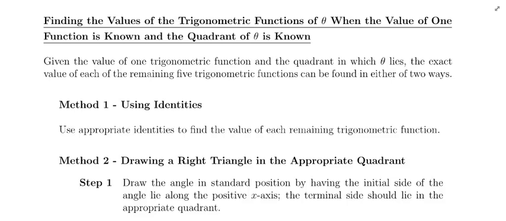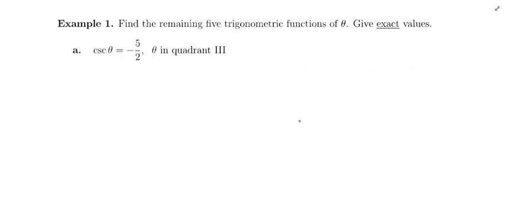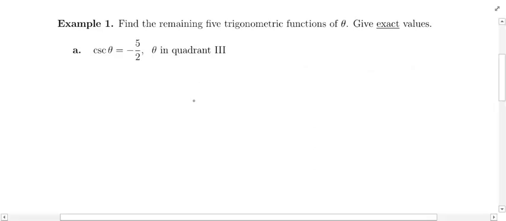Okay, so let's start with our first type of problem on page 2. We are going to review how to do this. Let me jump to page 3 to jog your memory of the type of problem I'm talking about. If you go to page 3 in example 1, you'll be asked to find the remaining 5 trigonometric functions of theta if you know that the cosecant of theta is equal to -5/2 and the angle theta is in quadrant 3.